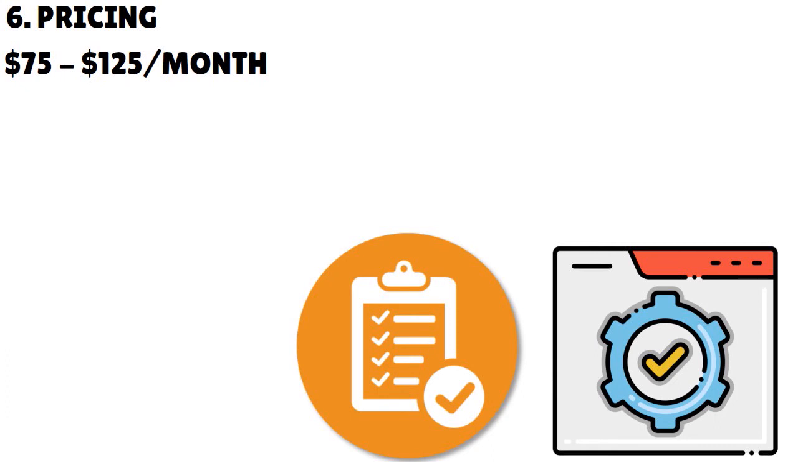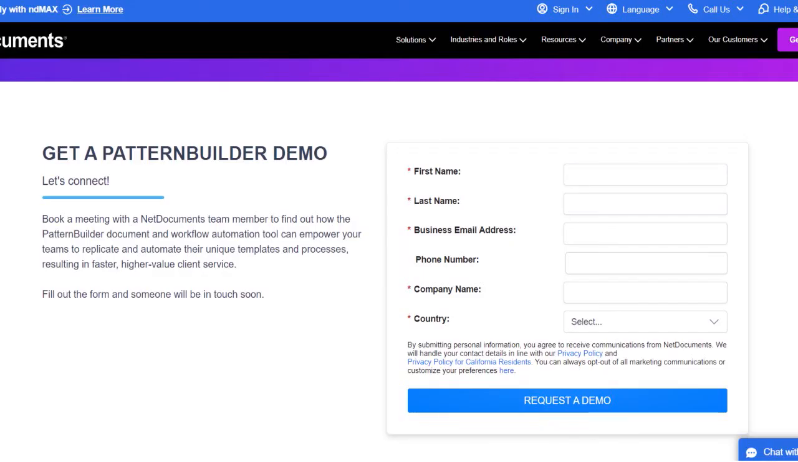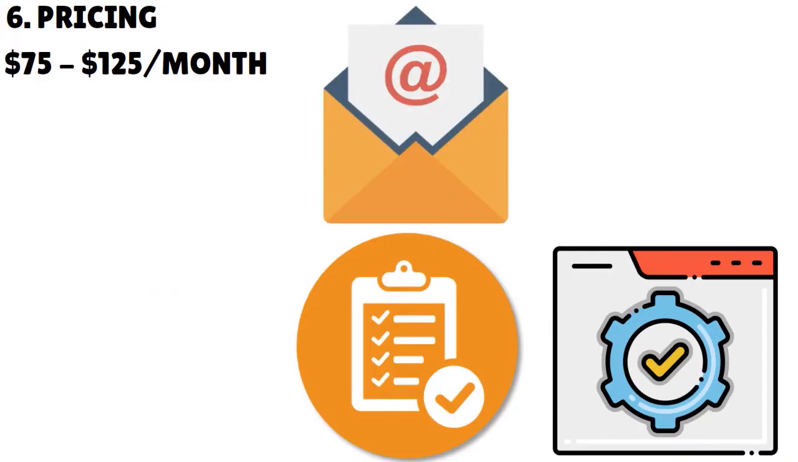Basically, as you can see on the screen, they want you to give them everything, so that they can put you in their sales funnel, if you will. First name, last name, business email address, phone number, company name, and the country. The good thing is, NetDocuments and Pattern Builder are really fast in getting back to you. So once you actually fill out the form, you can expect to receive an email or a phone call within 8 hours. So this is how fast they are, at least as of the date of this show. Maybe by the time you watch this show, they might be even faster or even slower.